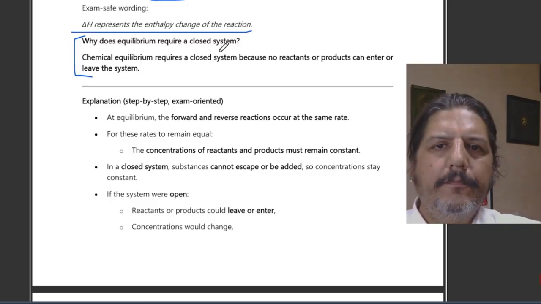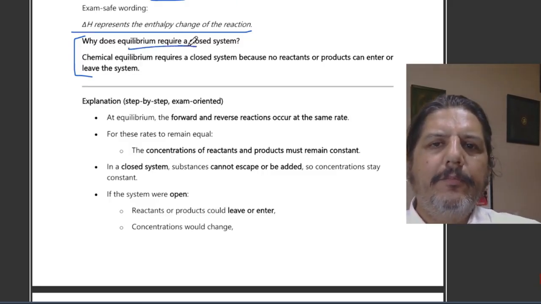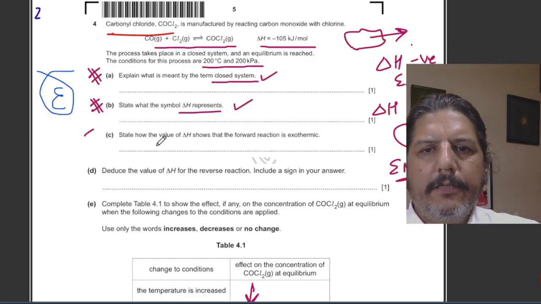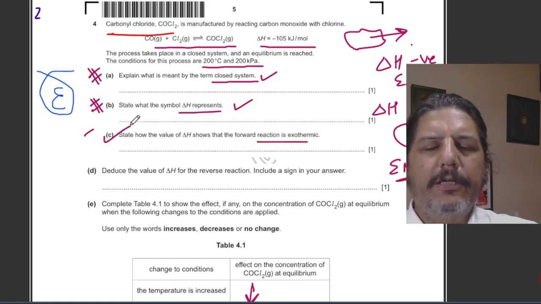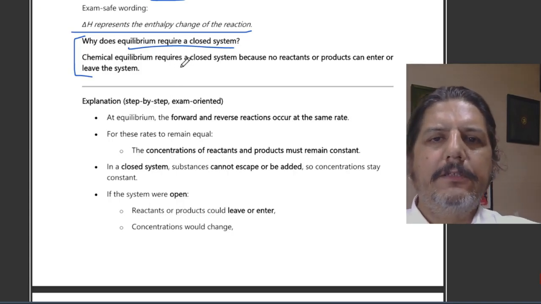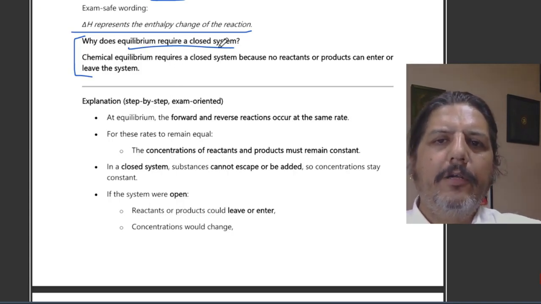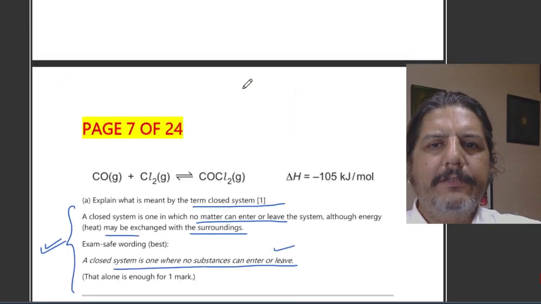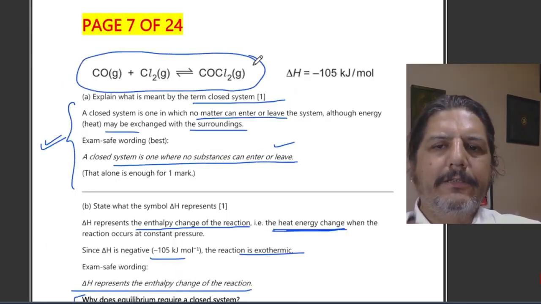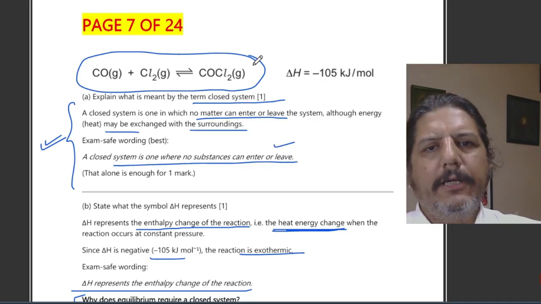Delta H represents the energy exchange. Okay, and I have also mentioned here, why does an equilibrium require a closed system? State how the value of delta H shows that the forward reaction is exothermic. We have discussed this. And one thing that I wanted to just mention, I won't be discussing this in detail, is why do we require equilibrium to be in a closed system? A very simple definition is, look at this reaction. I won't be spending much time. I just wanted to give you an idea.